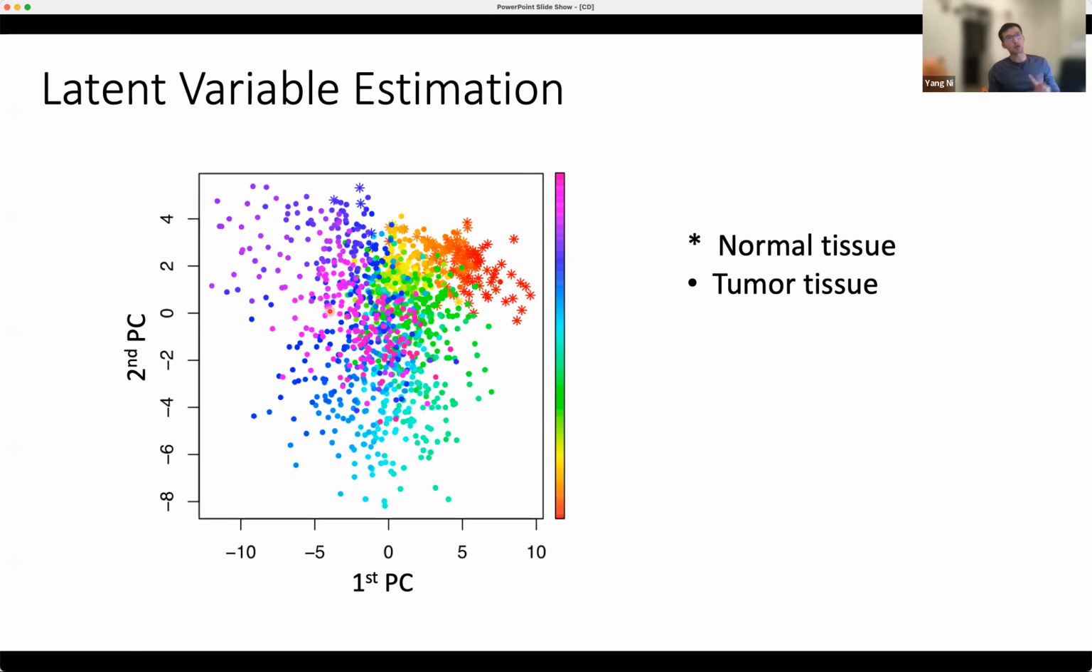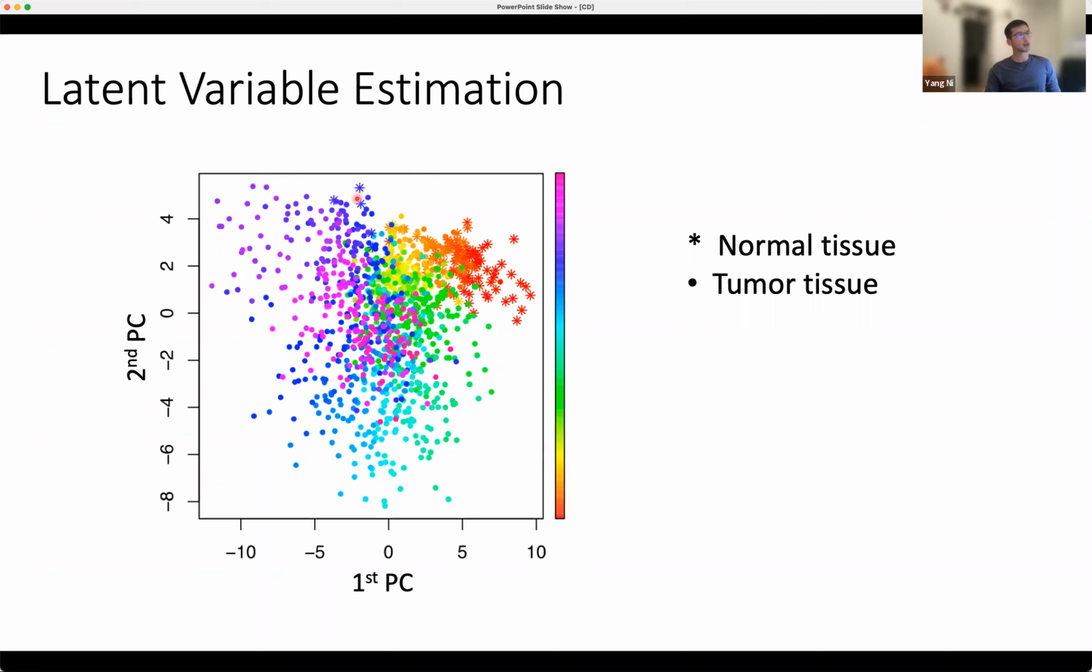All right, so there are two results I want to show you that were generated from our methods. The first one is the latent variable estimation. On this scatter plot, we have the first two PCs, principal components, of the gene expression data. The color represents Z_i, the latent variables. The actual value doesn't really matter. What matters is whenever two dots have similar colors, that means the corresponding latent variables are similar to each other. So that's all we care about.